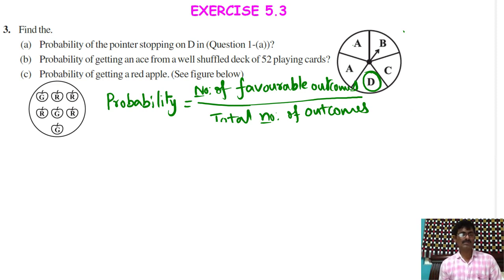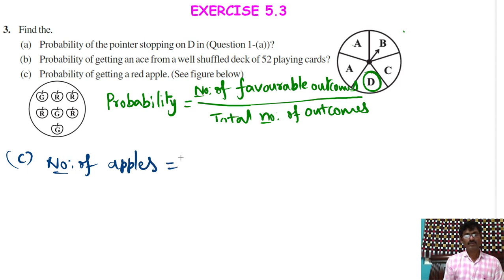Let us go to question number 3. Probability of getting a red apple. See the figure. Here, how many apples are there in total? 1, 2, 3, 4, 5, 6, 7 apples. This is for question number 3 or C. Number of apples equals 7. Whether it is a green apple or red apple doesn't matter. If you randomly pick up one apple, it may be red or it may be green also.